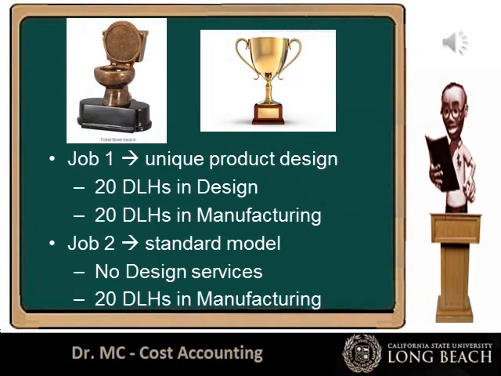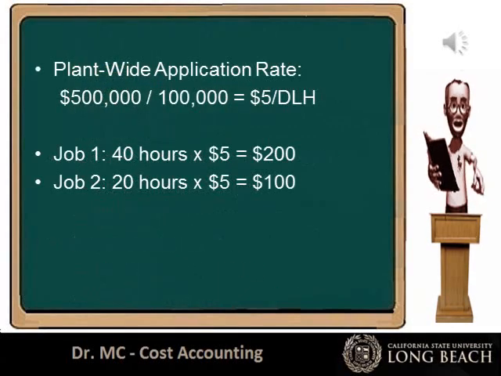The firm recently had to give an estimate for two different customers. Job 1 is a custom trophy that will use 20 direct labor hours in the design department and an additional 20 direct labor hours in the manufacturing department. On the other hand, Job 2 is a standard trophy that will only require 20 direct labor hours in the manufacturing department. Using the single plant-wide predetermined overhead rate of $5 per direct labor hour, the firm estimated that Job 1 should be allocated $200 of overhead, and that Job 2 should be allocated $100 of overhead.